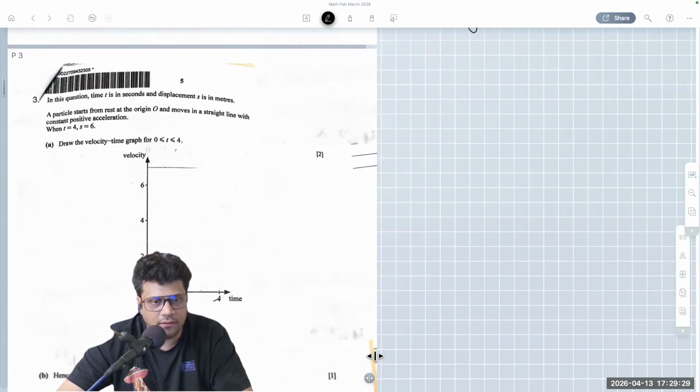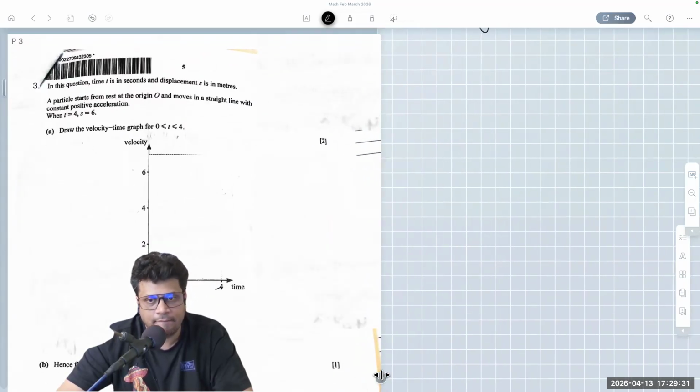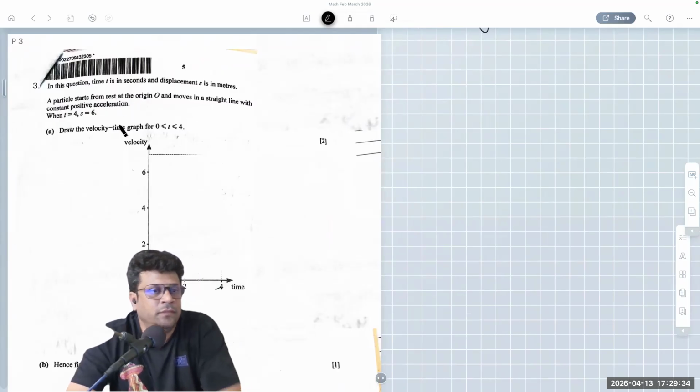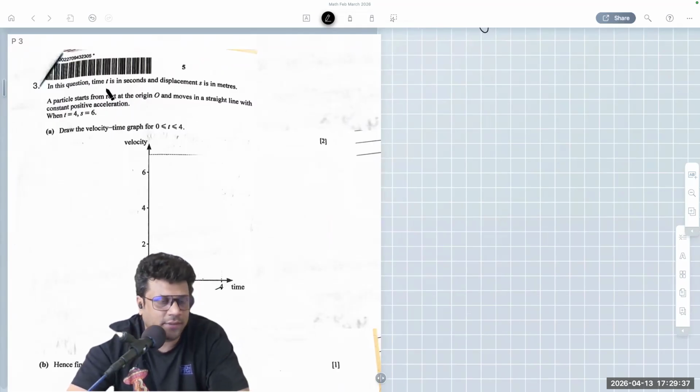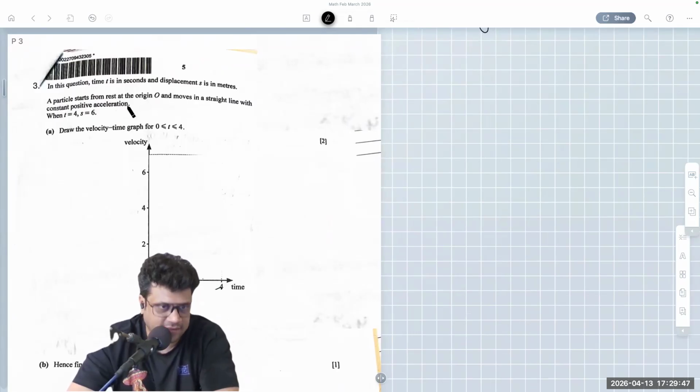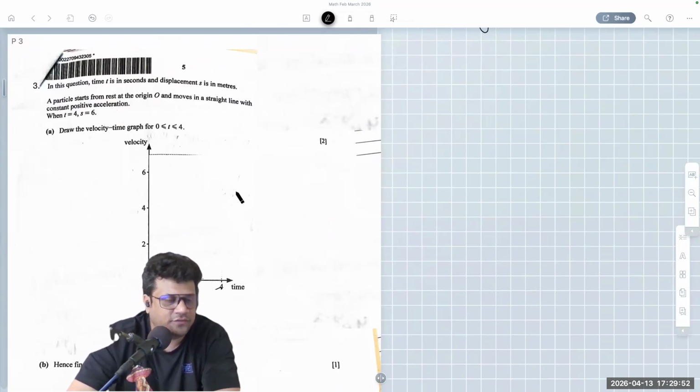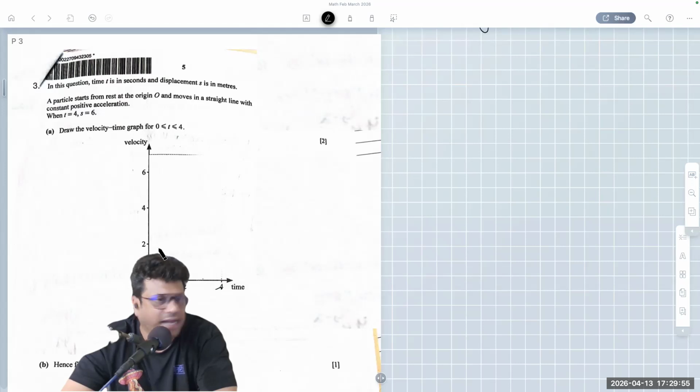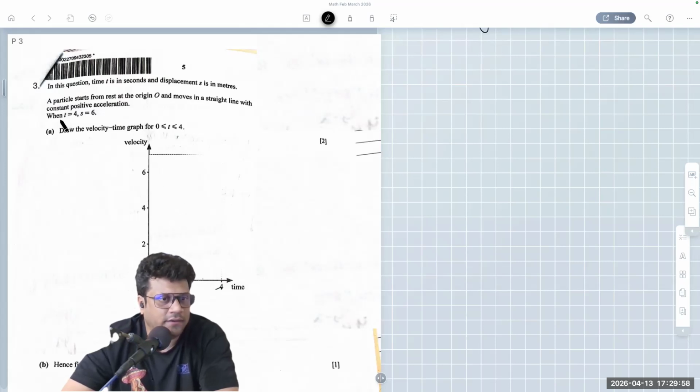Okay, now what do we have here? In this question, time is in seconds and displacement is in meters. A particle starts from rest at the origin O and moves in a straight line with a constant positive acceleration. See, if it's constant positive acceleration, you should know the velocity-time curve should have a constant gradient, so it must be a straight line. And when t equals 4, displacement is 6. Draw the velocity time graph between 0 and 4.